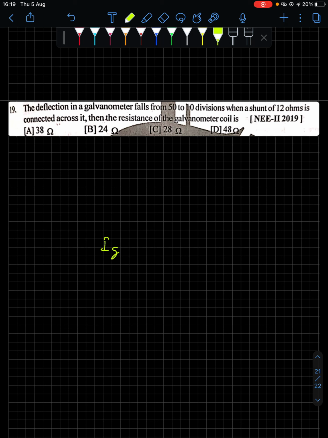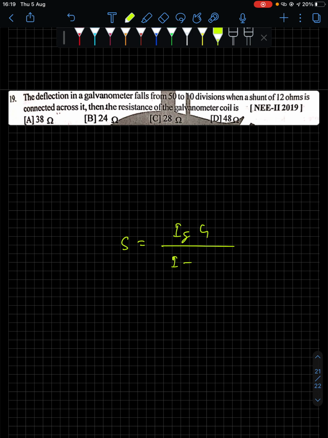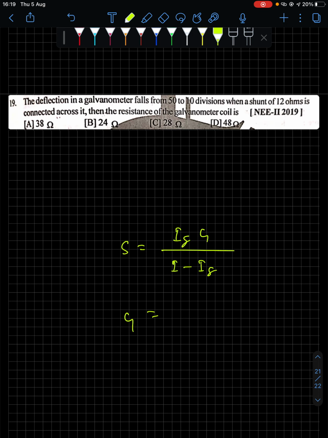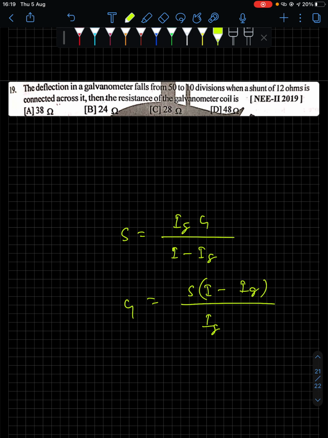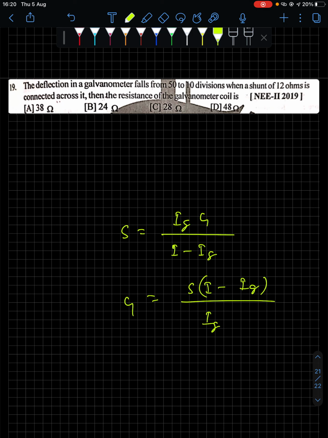Okay, we had this relation IgG equal to, or I can say that the shunt relation for shunt resistance was S equal to IgG divided by I minus Ig, right? You are finding out galvanometer resistance, so G equal to S (I minus Ig) divided by Ig. Okay, now we'll see the question.